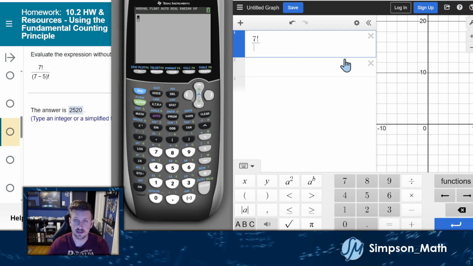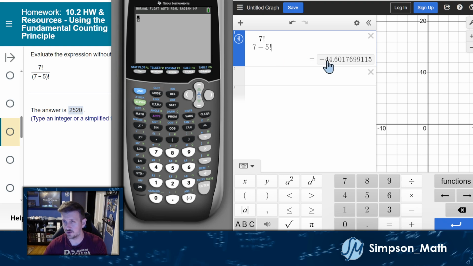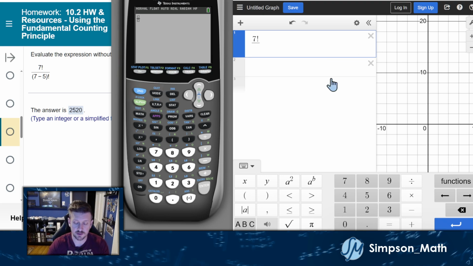Notice with those parentheses, if I didn't do parentheses, it will matter. Check that out. This is 7 minus 5 factorial, and I get something real gross if I don't have those parentheses. You'll notice that when you open a parenthesis in Desmos, it will automatically give you a closing parenthesis.